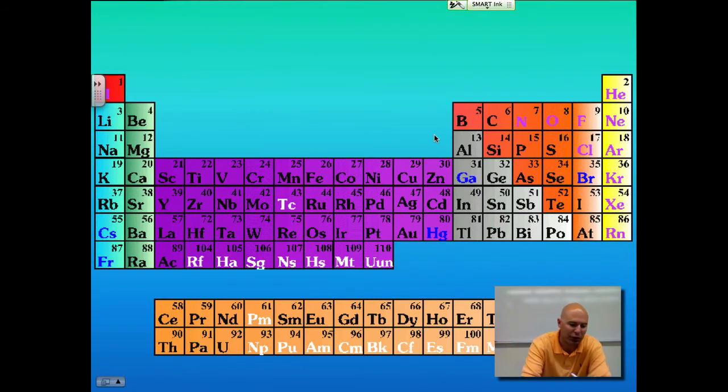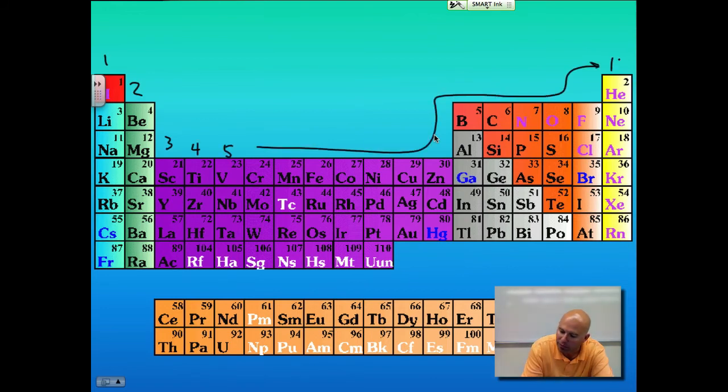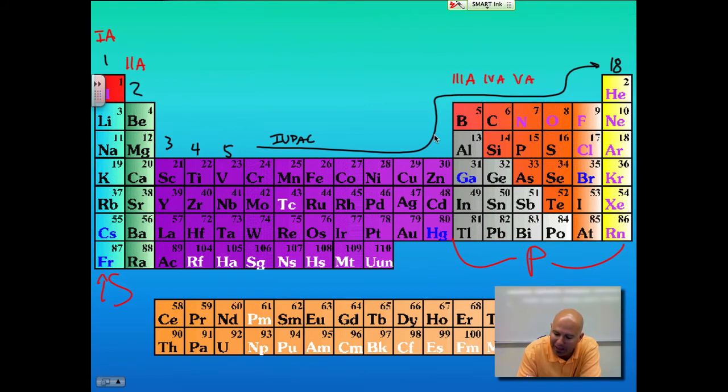Now, let's go IUPAC way: 1, 2, 3, 4, 5 through 18. So this is the IUPAC way, not to be confused with Tupac. The next, the US way, Roman numeral 1A, 2A, this is going to be the 3A. Like I said, remember the S block is over here and the P block is right here. So the S and P are both the A's. So 3A, 4A, 5A, 6A, 7A, and 8A. That's the US way.